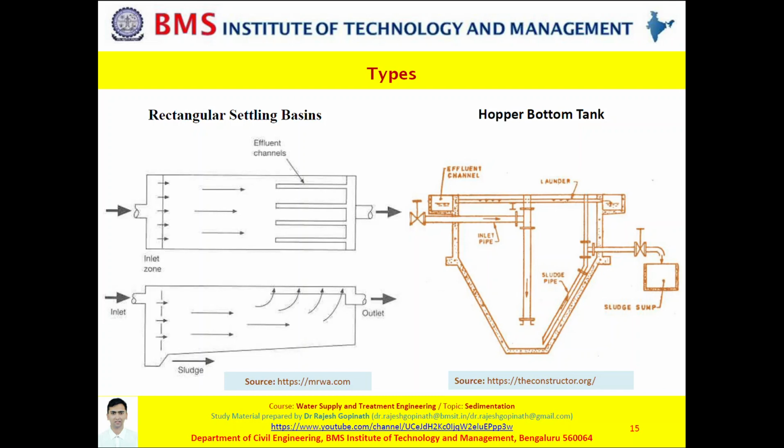The third type based on shape. This is the hopper bottom tank. So in this case, as you can see the shape, there is a hopper bottom which has been provided, okay, which facilitates the movement of the settleable suspended solids towards the bottom of this tank.